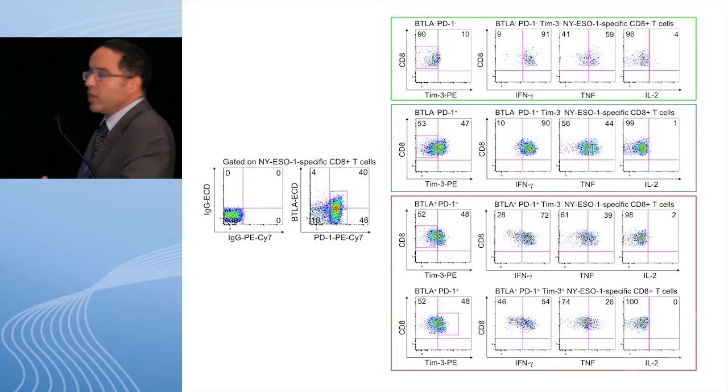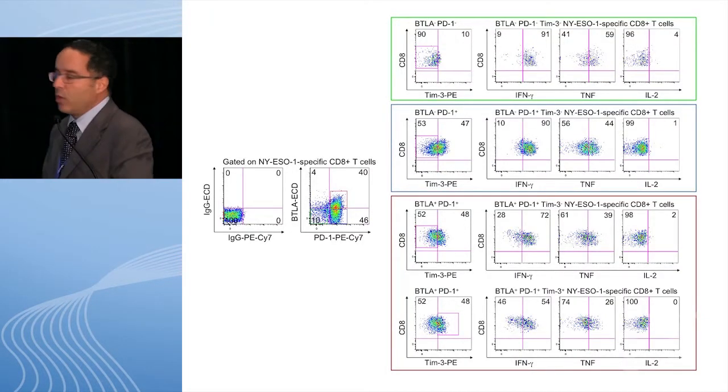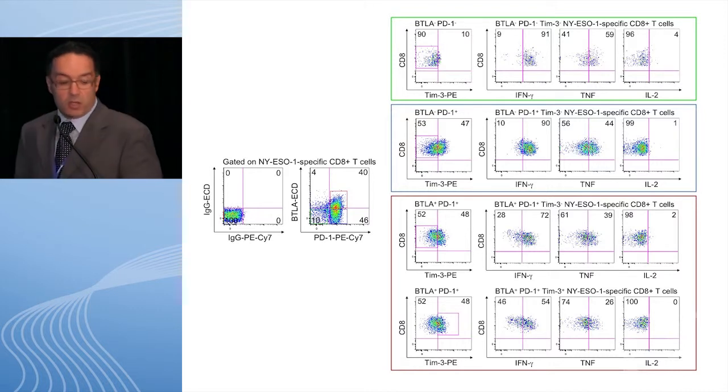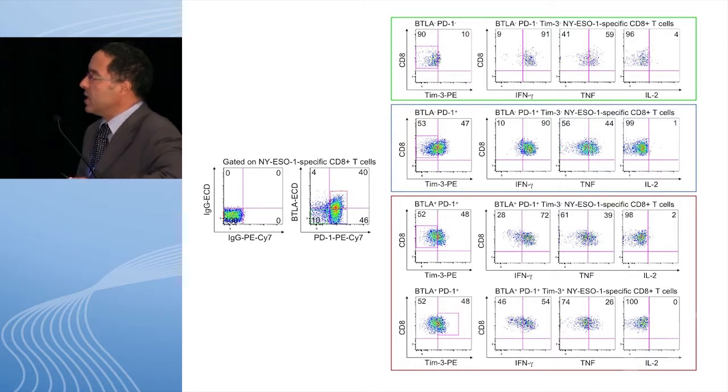Trying to go a little bit further, to find the implication of this finding and find out if these cells co-expressing BTLA and PD-1 were functional, we ran an ex vivo multiparameter cytokine assay where we take the T cells from this patient ex vivo and label them with tetramer and with BTLA and PD-1.